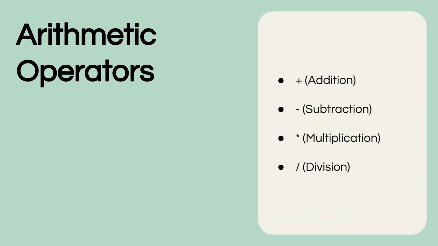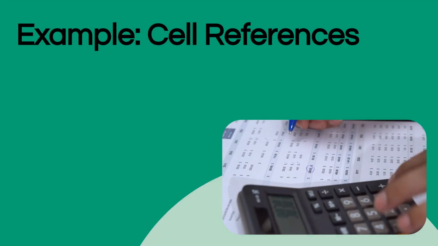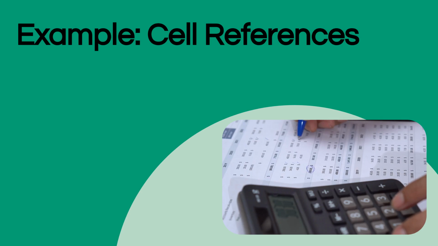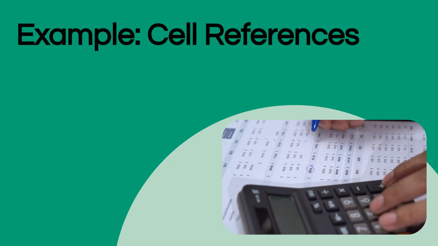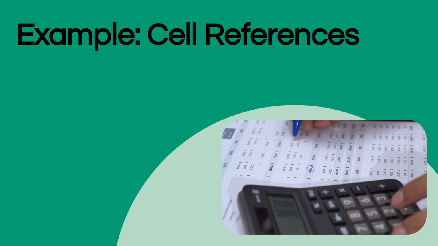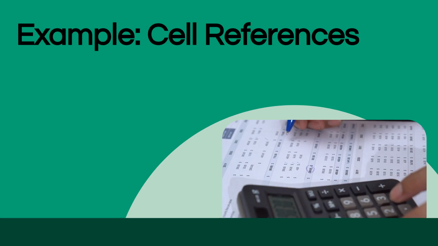Formulas use basic arithmetic operators, just like in math class: plus for addition, minus for subtraction, asterisk for multiplication, and slash for division. Instead of typing the numbers, Excel uses cell references like A1 or B1. So to add the values in A1 and B1, your formula would be equals A1 plus B1.